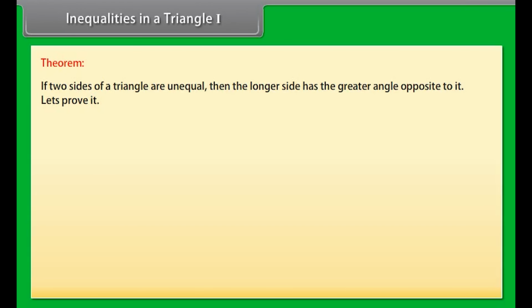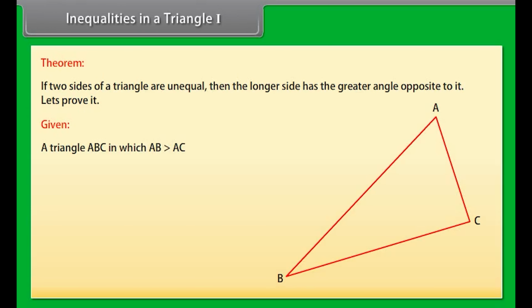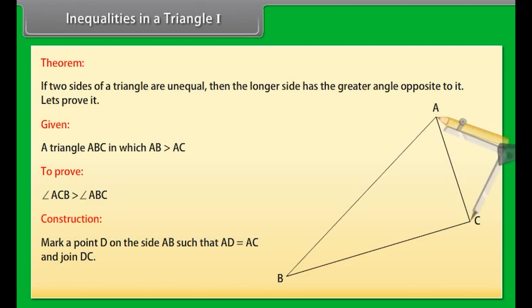Theorem: if 2 sides of a triangle are unequal, then the longer side has the greater angle opposite to it. Let's prove it. Given is a triangle ABC in which AB is greater than AC. We have to prove that angle ACB is greater than angle ABC. Construction: Mark a point D on the side AB such that AD is equal to AC and join DC.